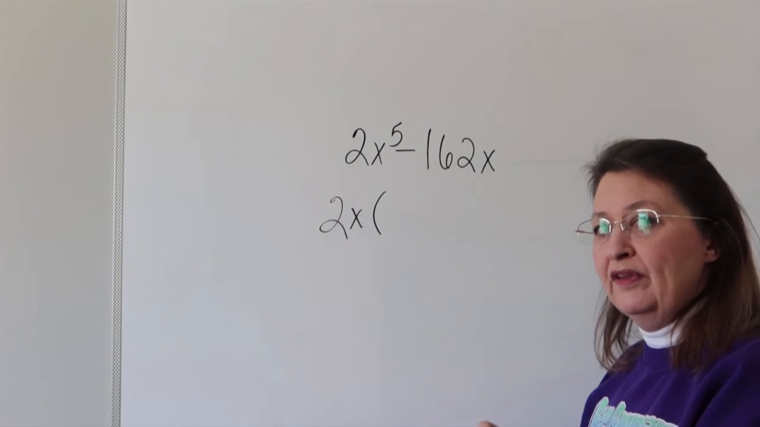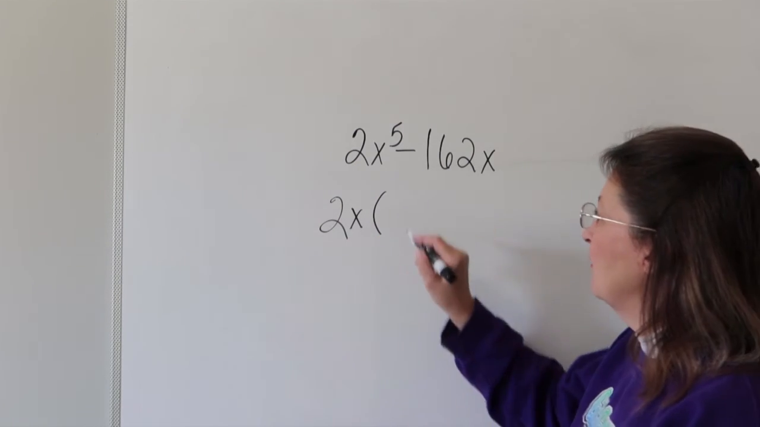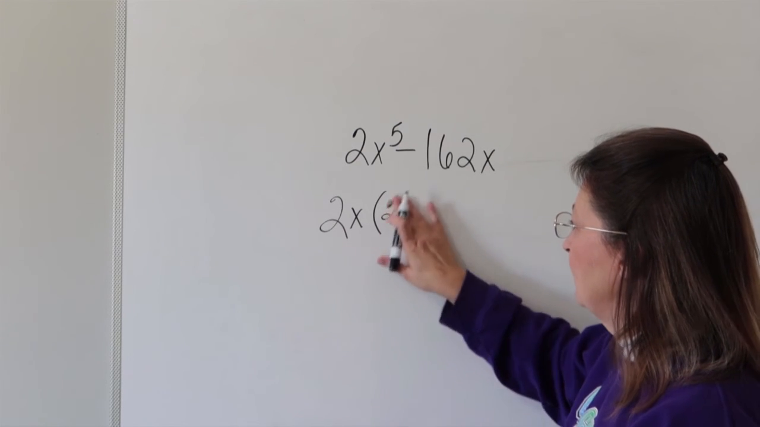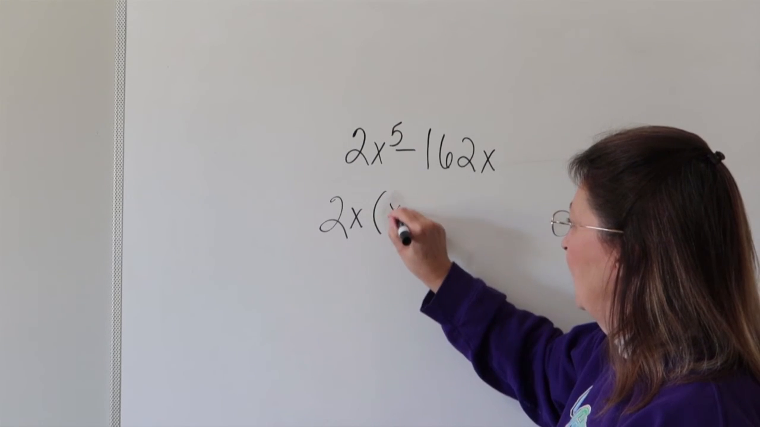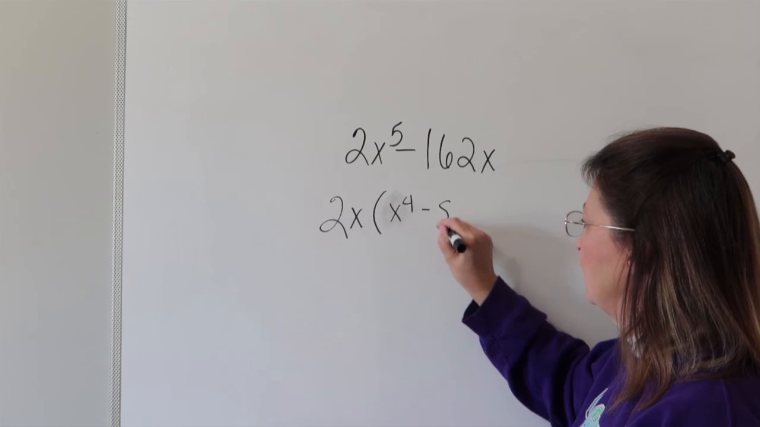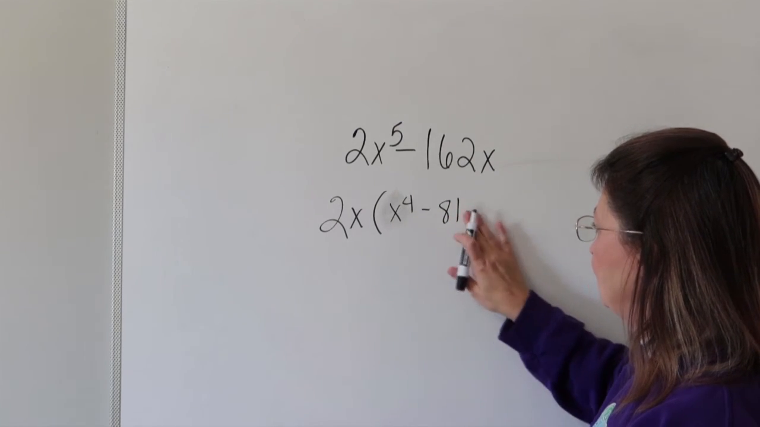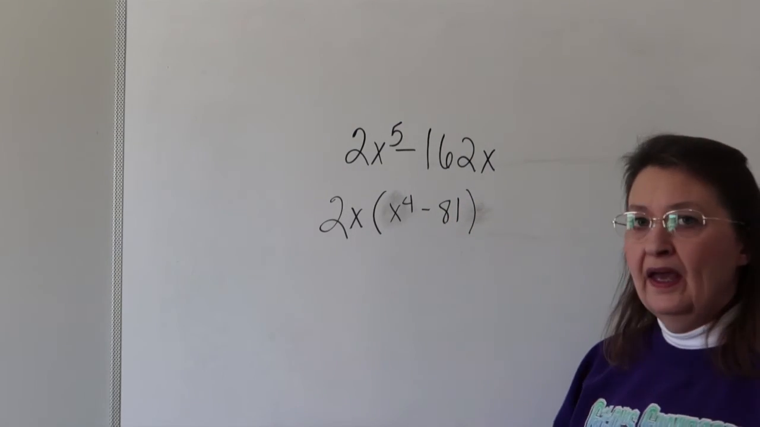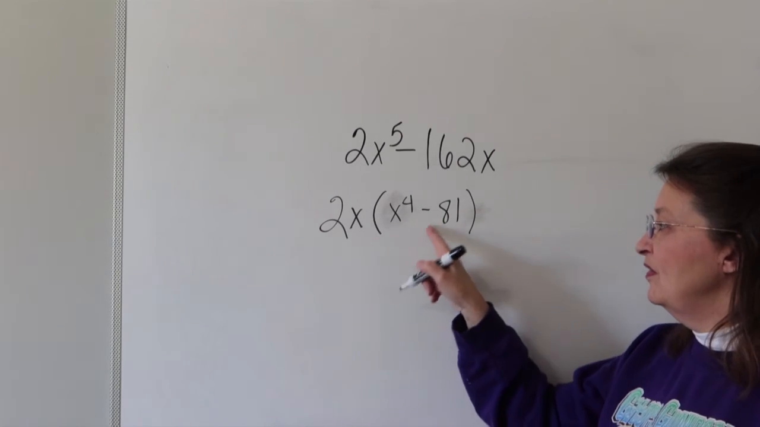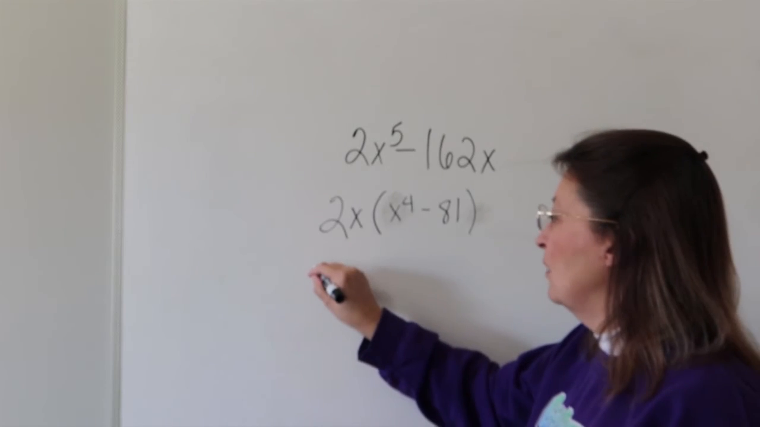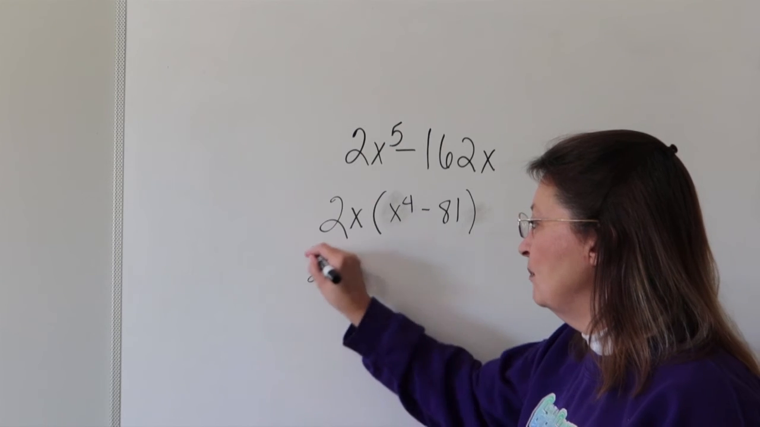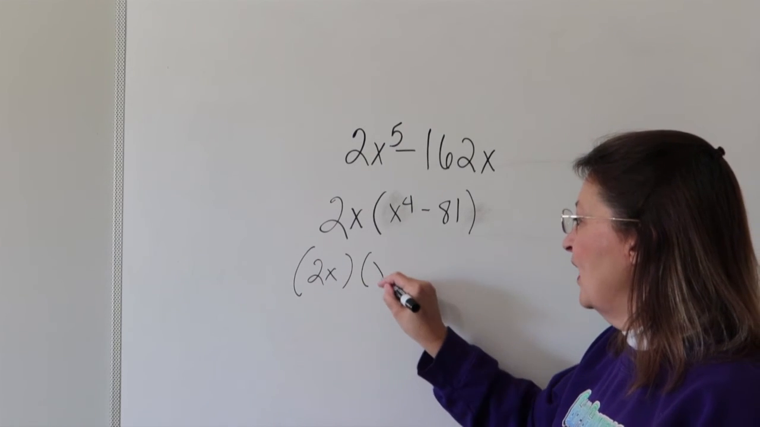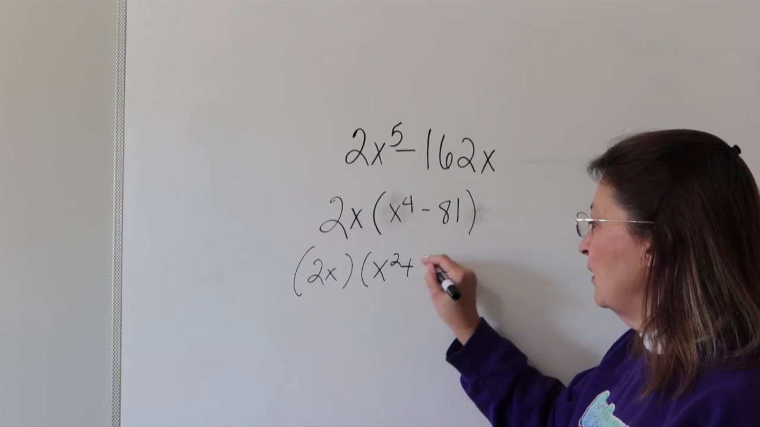Now when I pull these factors out, when I divide them out, I'm going to be left with x to the 4th minus 81. Okay, x to the 4th minus 81. This is the difference of two squares. Now don't lose your 2x. Keep bringing it down. This will factor into x squared plus 9, x squared minus 9.